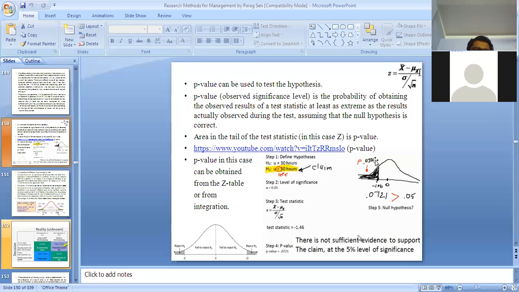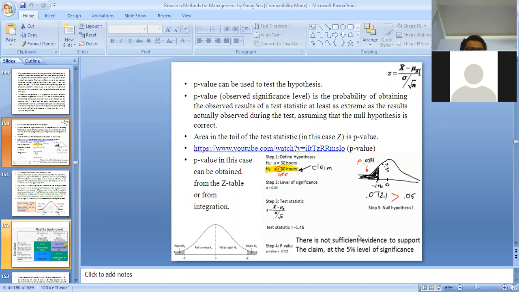So again in this case, this area is falling in the region of fail to reject null hypothesis. So again in this case also, you cannot reject your null hypothesis.